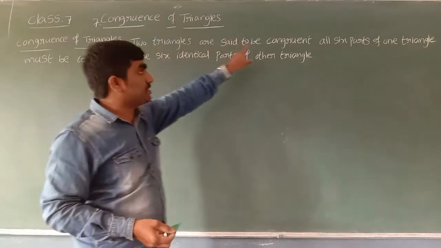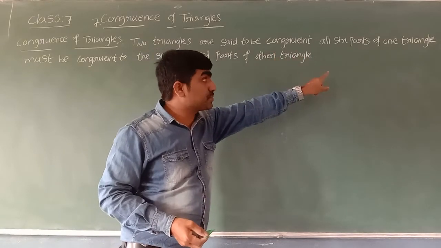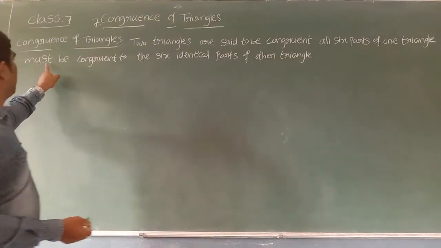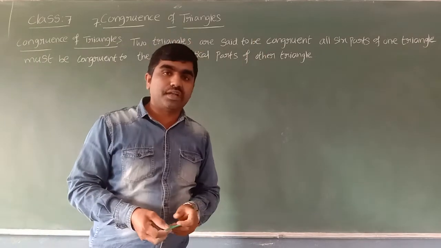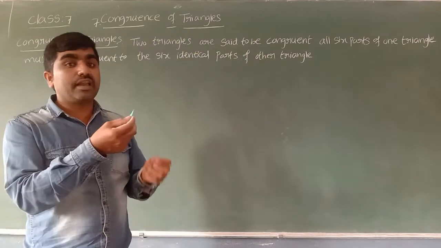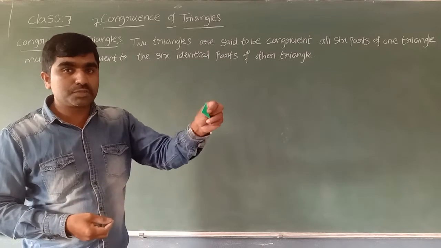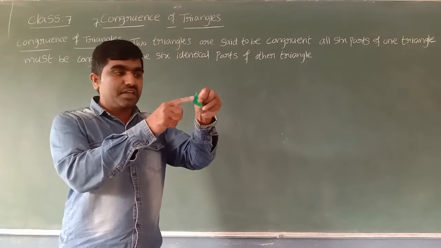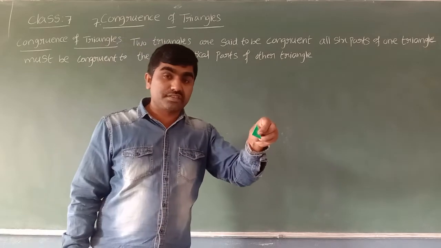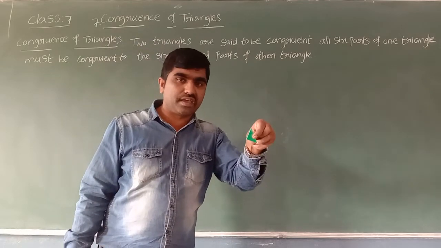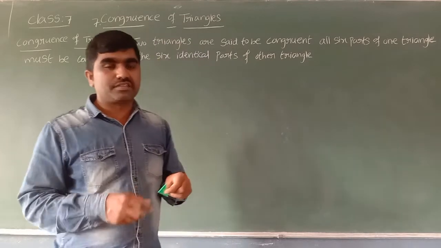Two triangles are said to be congruent when all six parts of one triangle are congruent to all six identical parts of the other triangle. As I said, a triangle has six parts: it has three sides and it has three angles. 3 plus 3, 6. These are the six parts of a triangle, three sides and three angles.